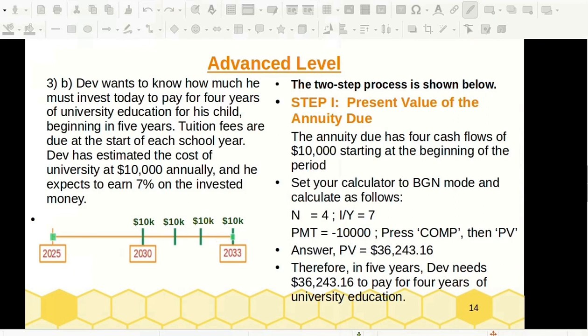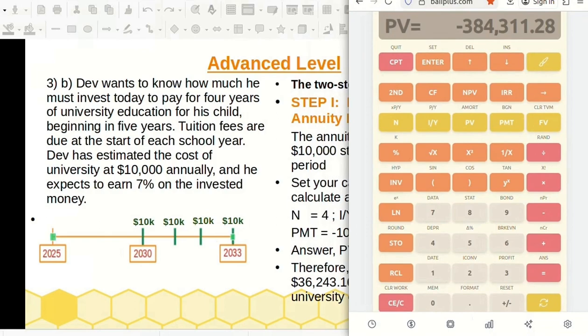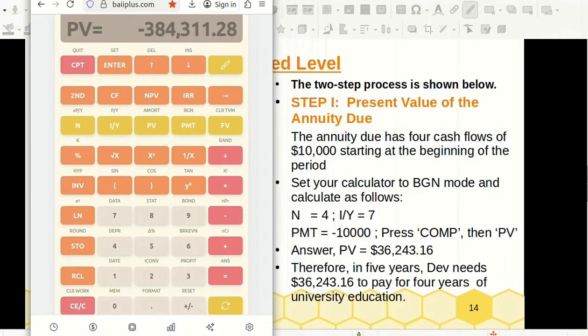First, let's actually try to understand this challenge. Now, assume this is 2025 and Dave's child would begin university education in 2030. That's 5 years from now. And the education would end by 2033. He needs to pay $10,000 at the start of each year. That's at the start of 2030, 2031, 2032 and 2033. So first we should calculate how much money should be there in his portfolio in Jan 2030 so that $10,000 can be withdrawn. Now this is step 1. So in step 1 we find the present value of the annuity due.